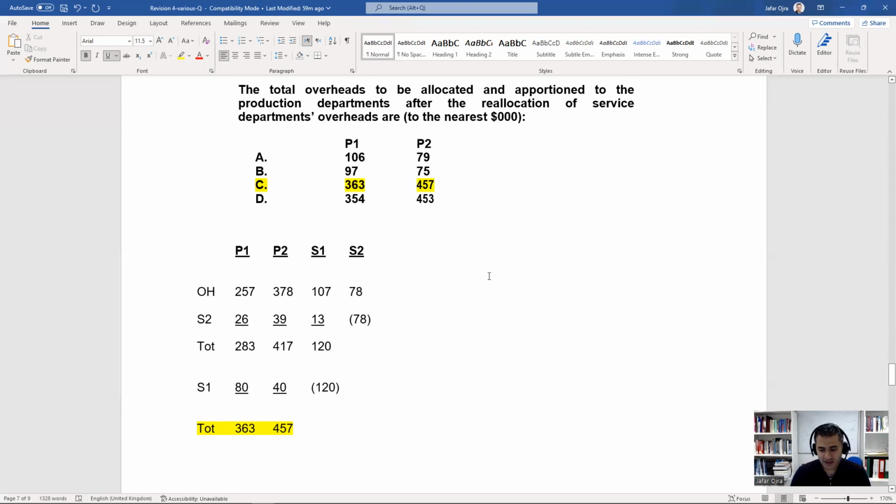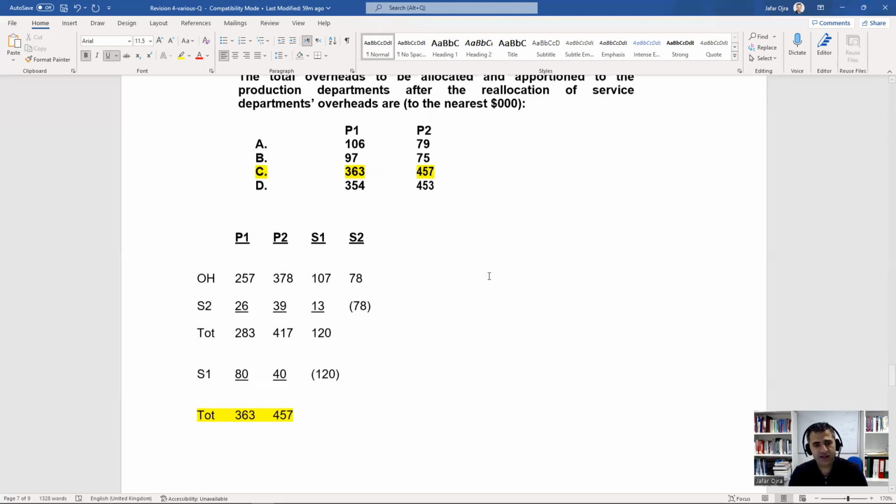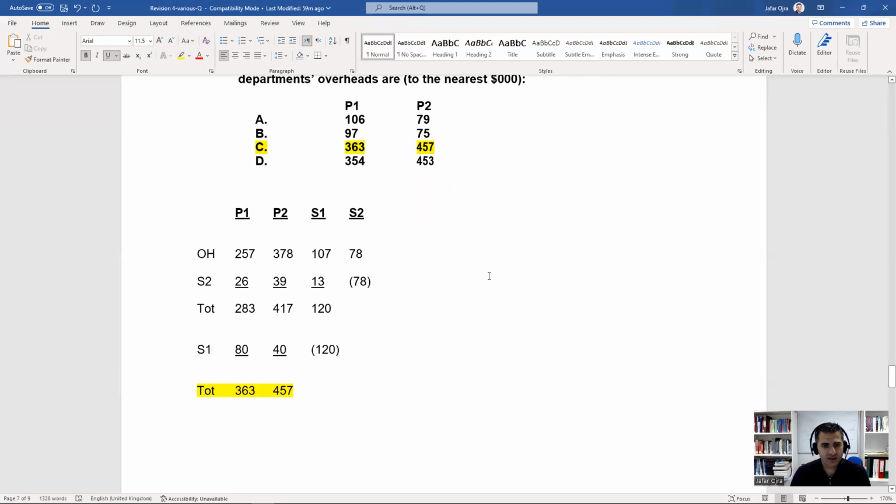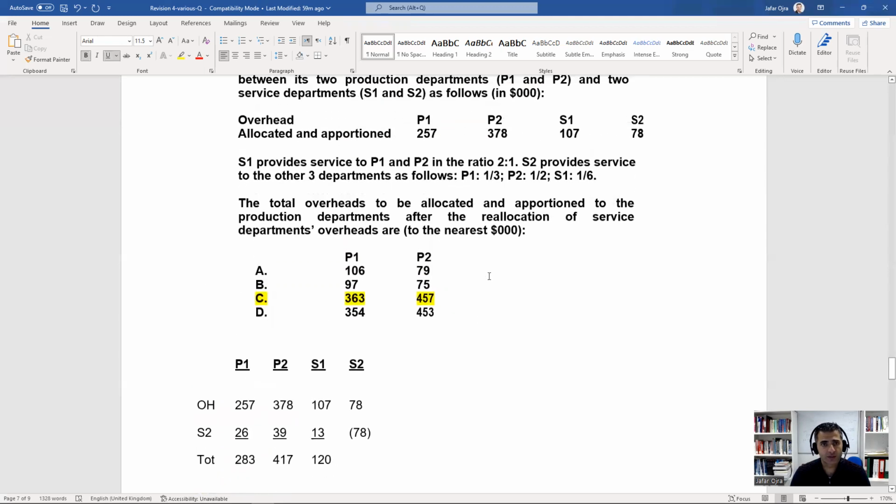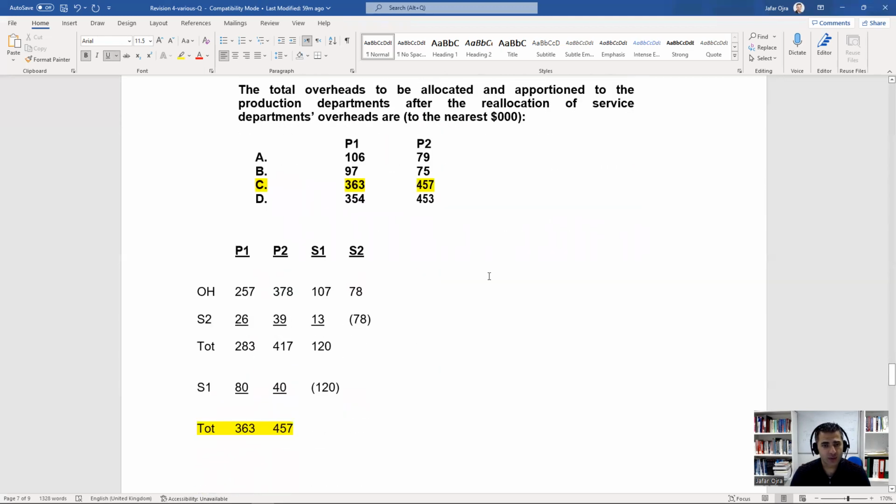I hope it's clear how we really did it, guys. It's really straightforward. I broke it down here for you to really understand how we got it. If you know how it works, it's really simple. So here we go. Remember that we need to reapportion this.